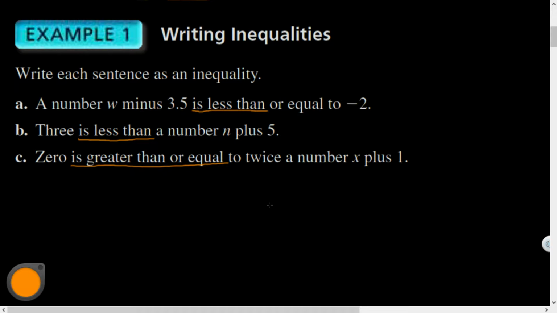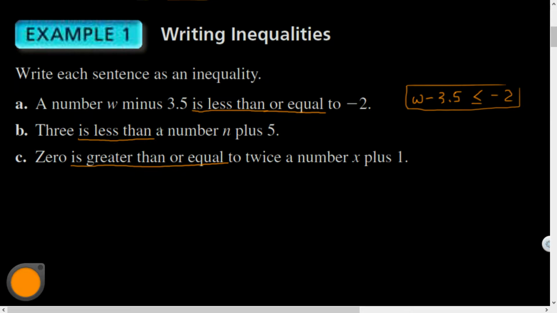Let's see if you guys and I could translate the rest of this. So for A, it says a number w minus 3.5. I'm going to have w minus 3.5. That's pretty straightforward. Is less than, oh, I just missed it, or equal. So is less than, and then I read the or equal. I'm going to throw that little line underneath there. Classic. To -2. So -2. So that's how I would translate that into a math sentence there, right? An algebraic inequality in this instance.